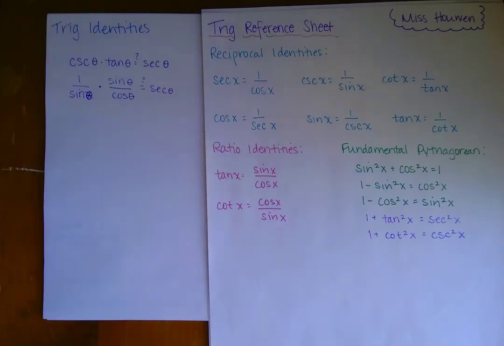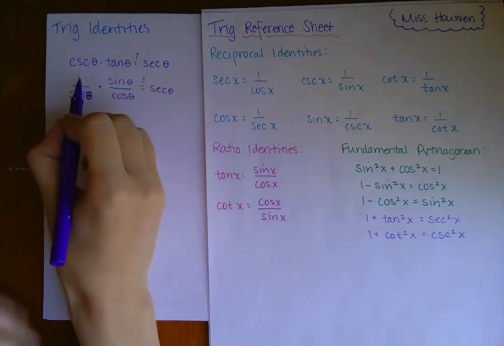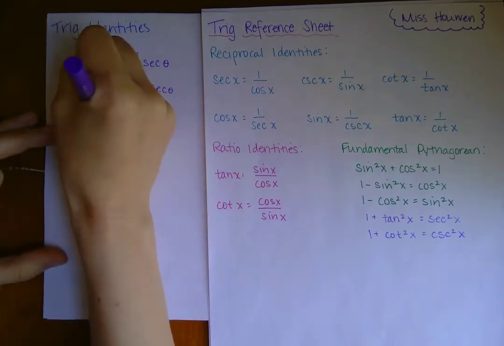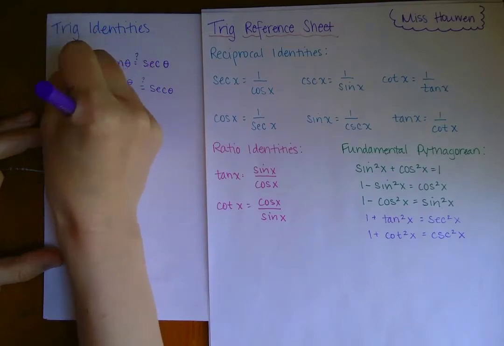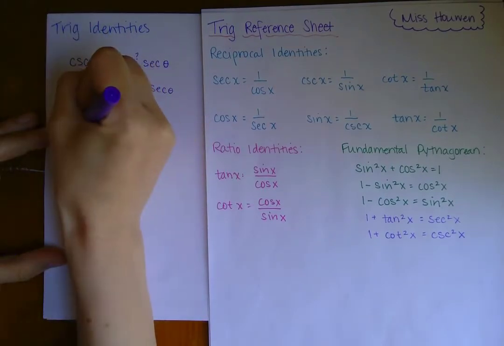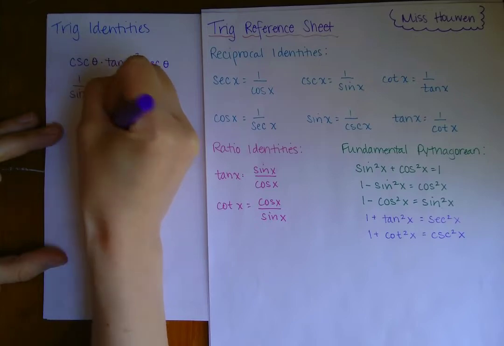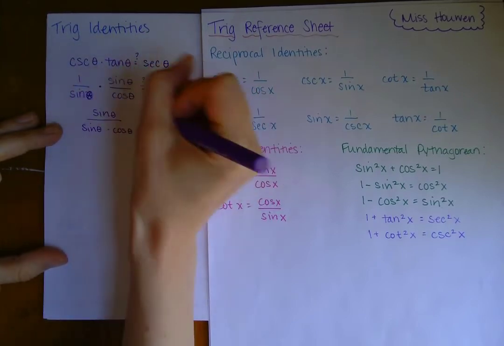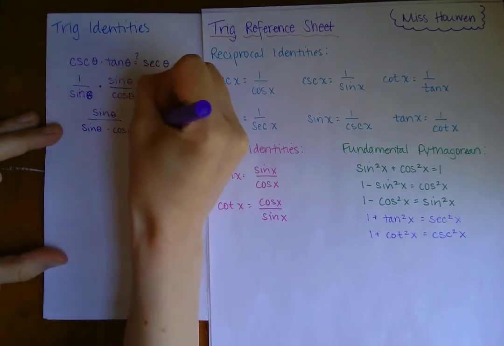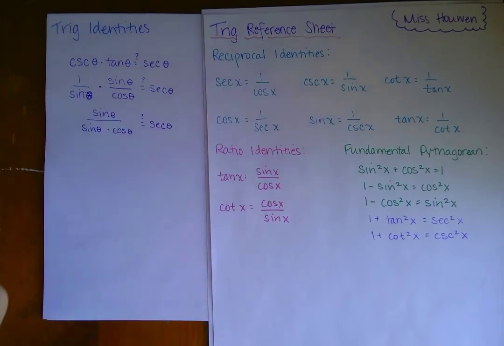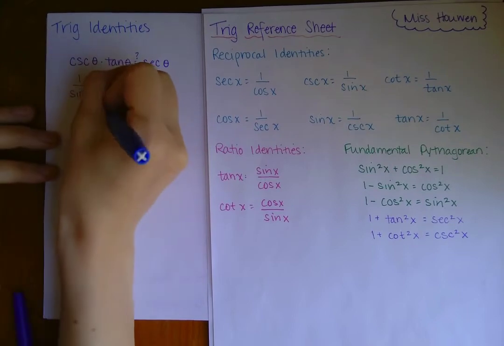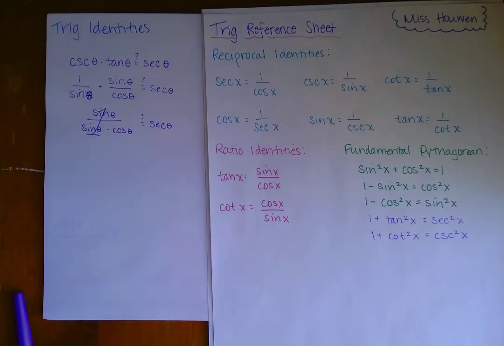All right, and hopefully you've noticed by now when you multiply fractions, we know that we go straight across. 1 times sine is sine theta. Sine theta times cosine theta is sine theta times cosine theta. We're still wondering if that's equivalent to secant theta. Now what we have is sine over sine, which makes a giant 1. And what's left is cosine theta in the denominator.